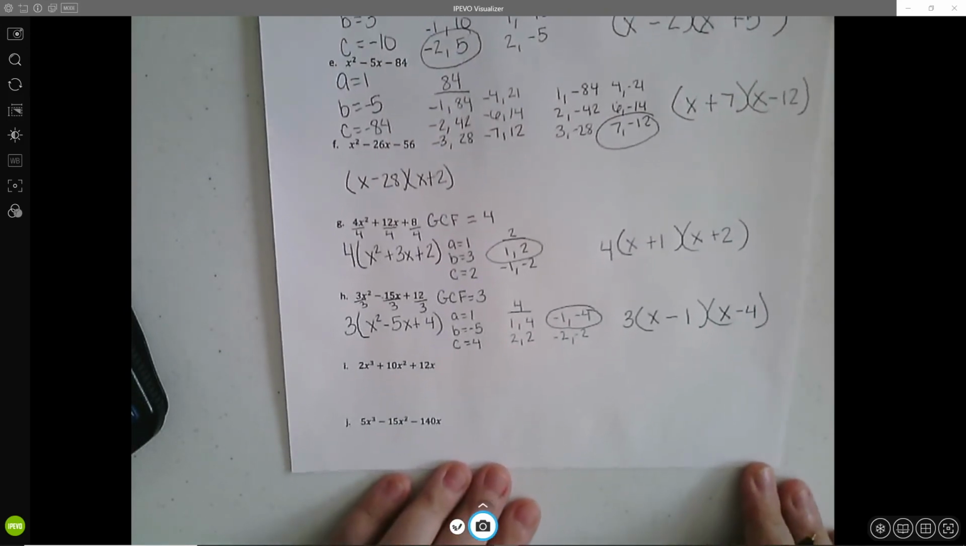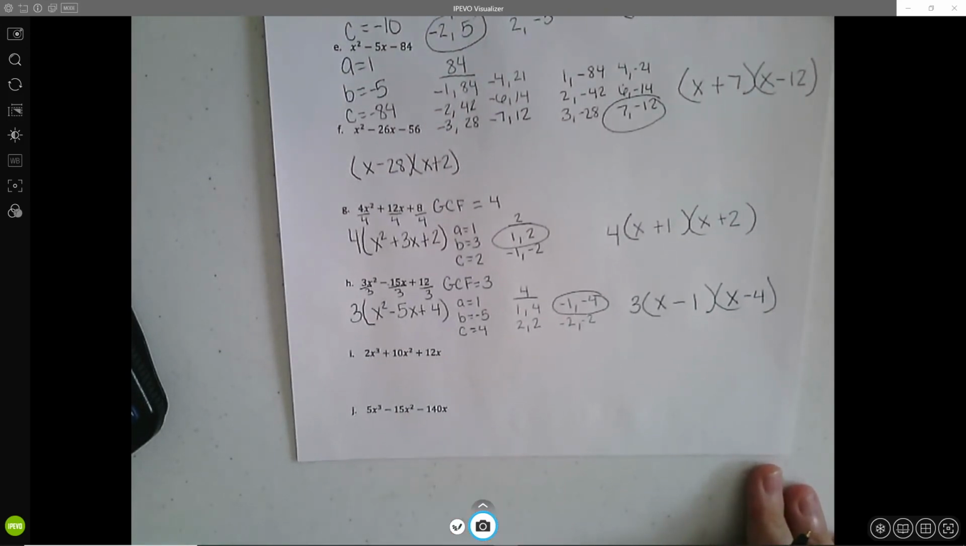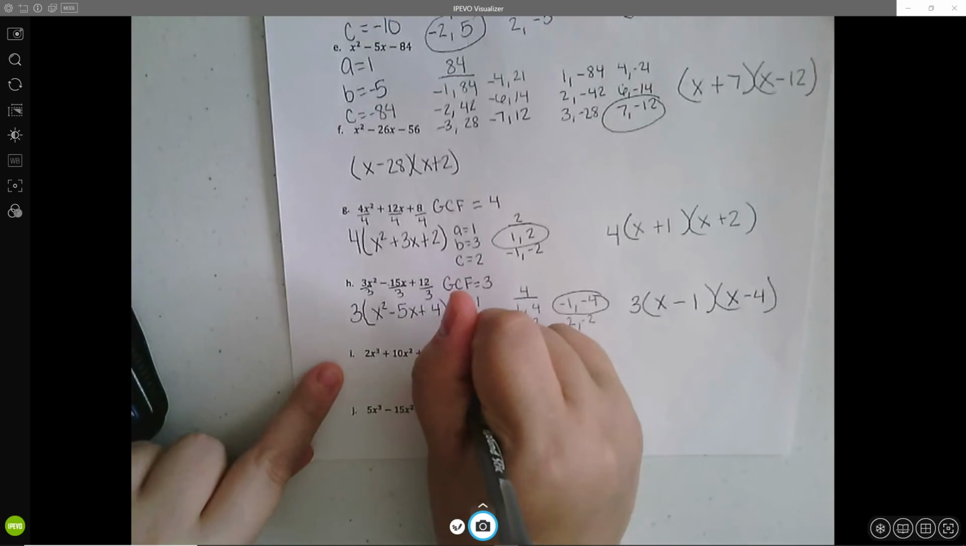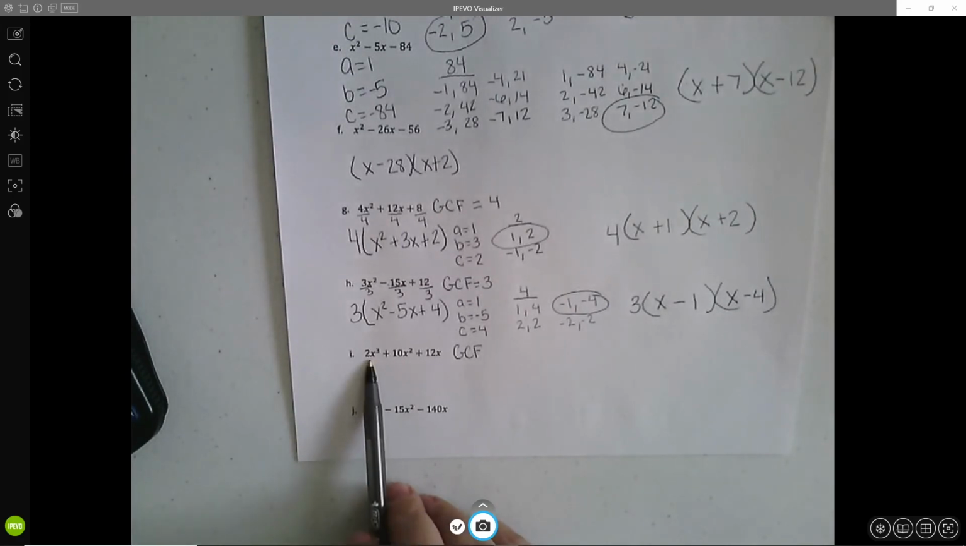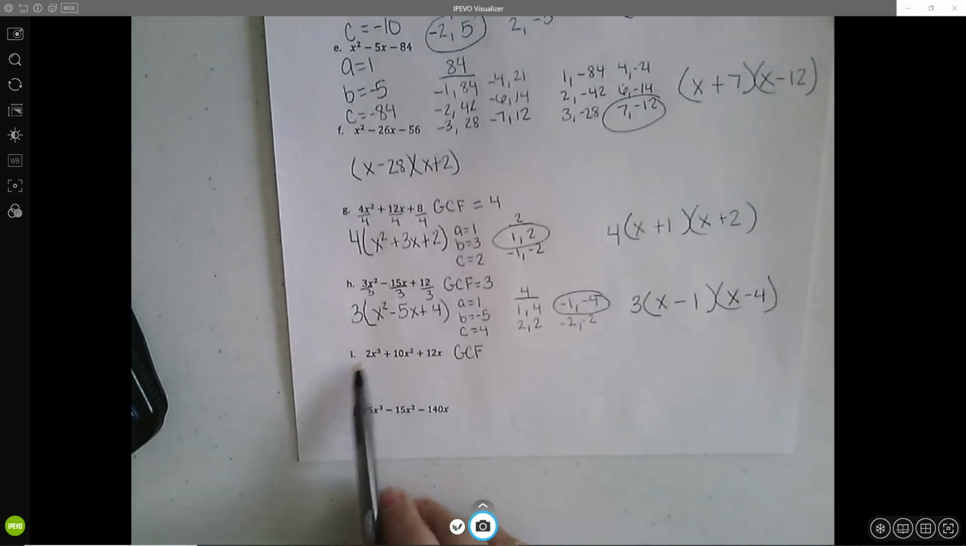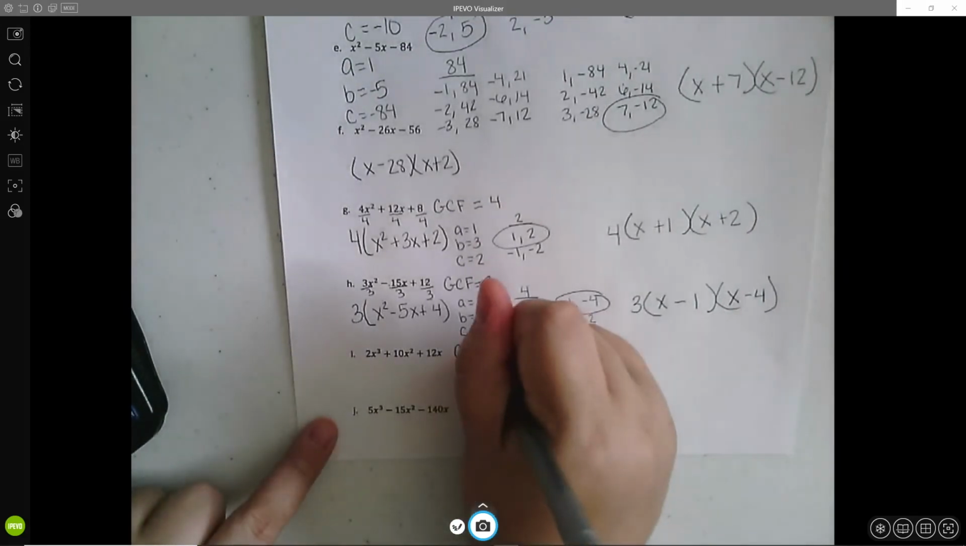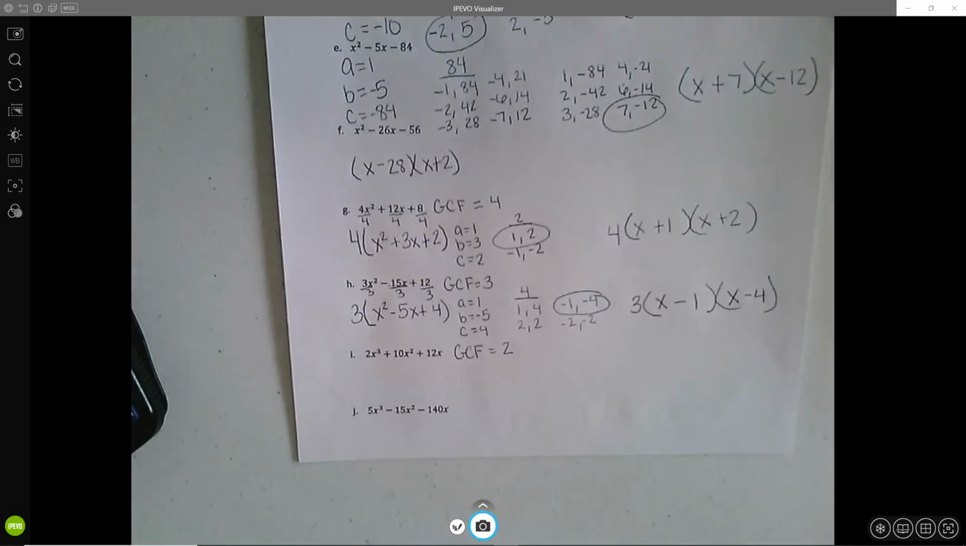Okay, looking here at the next problem. So, first off, always check your lowest number, the number in front of your highest variable with the exponent. Well, that's x cubed, so I'm going to check the number in front, which is 2. 2 does divide out of all those numbers.